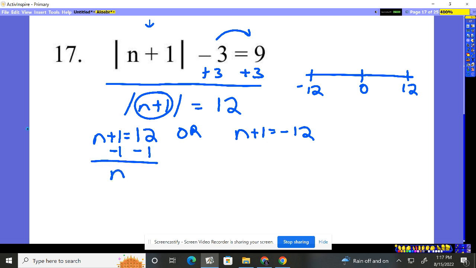Subtract 1, subtract 1. One possibility is 11. The other possibility, negative 13. Okay, negative 13. Negative 13 plus 1 is negative 12, but the absolute value of negative 12 is positive 12. And positive 12 minus 3 gives you 9. 11 will also work. 11 plus 1 is 12. Absolute value of 12, 12. Take away 3, 9.